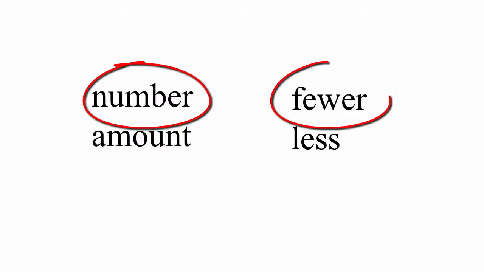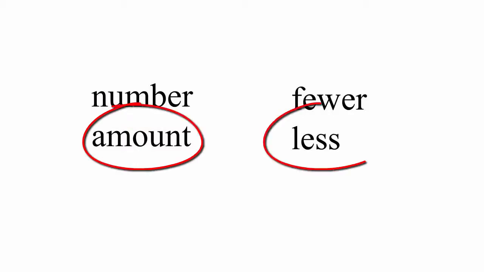And they're not exactly. So the way to remember this is, if you're talking about something that actually has a number and that is countable and is finite, you are going to use the words number and fewer. If it isn't something that is countable or finite, you're going to use amount and less.